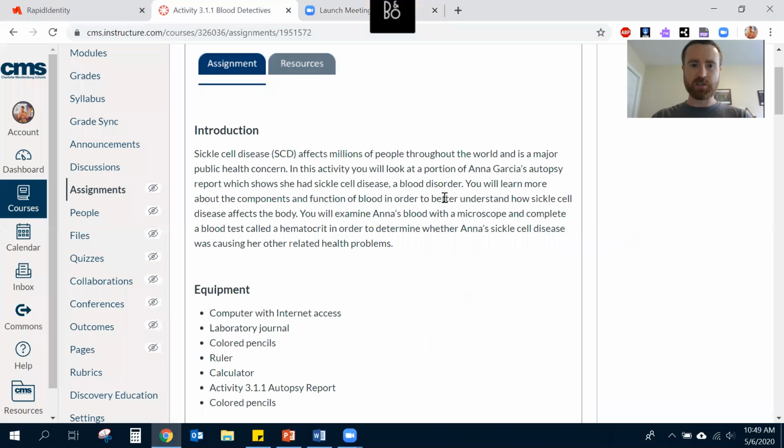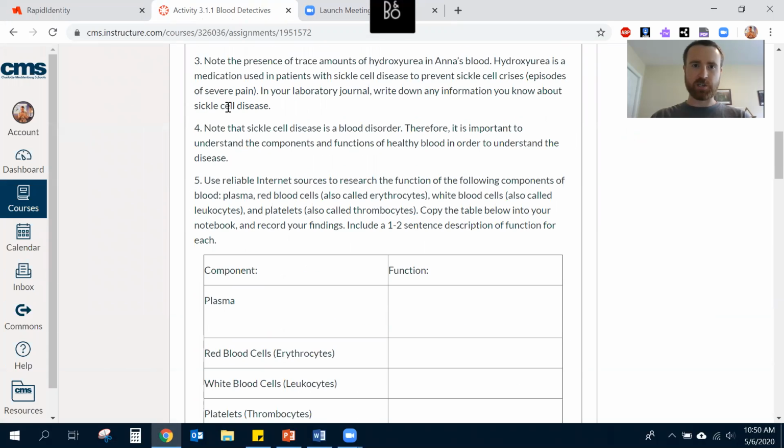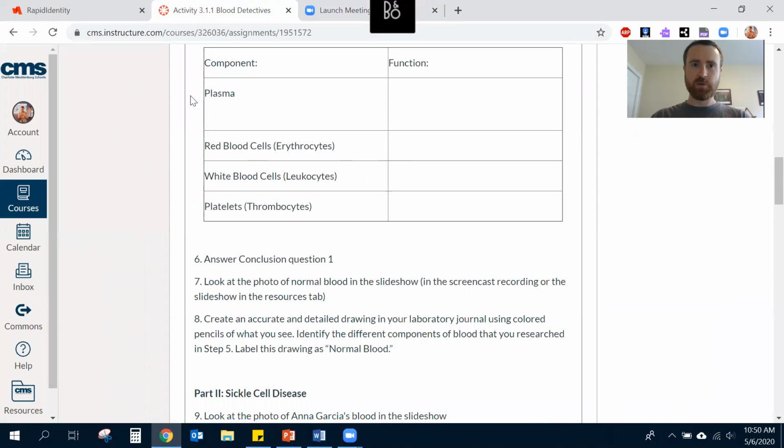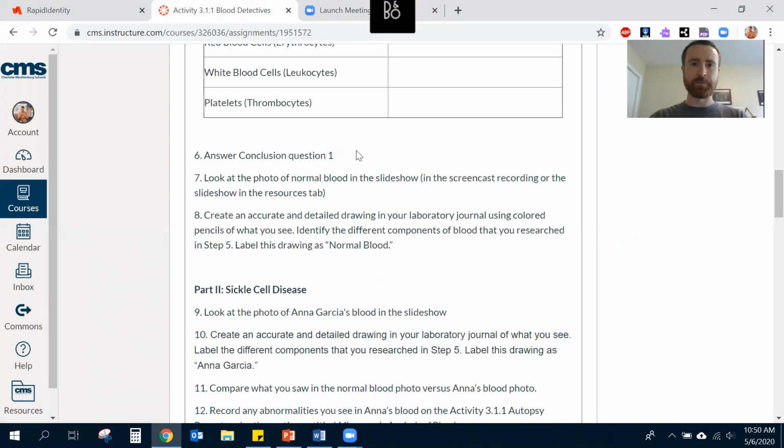All right, so you've now paused the video. You've completed this chart. You've worked your way through sickle cell disease as a blood disorder. You have these 4 components: plasma, red blood cells, also known as erythrocytes, white blood cells known as leukocytes, and platelets, which are known as thrombocytes. So you have determined the function of each of those things. And now we're going to take a look at normal blood and Anna's blood. Ordinarily we would have done this with a microscope, but since you don't have a microscope at your house, well, maybe you do, I don't know. Instead, we're just going to look at some pictures.